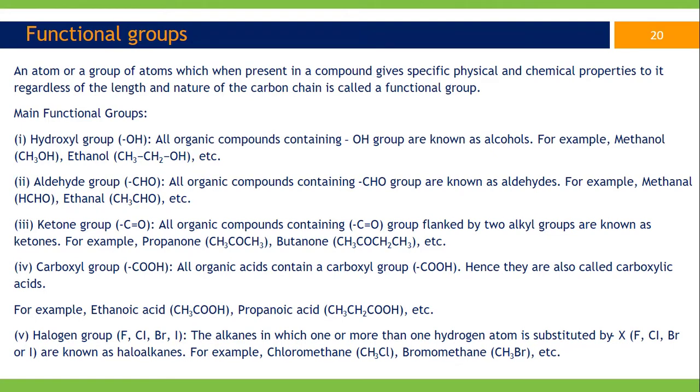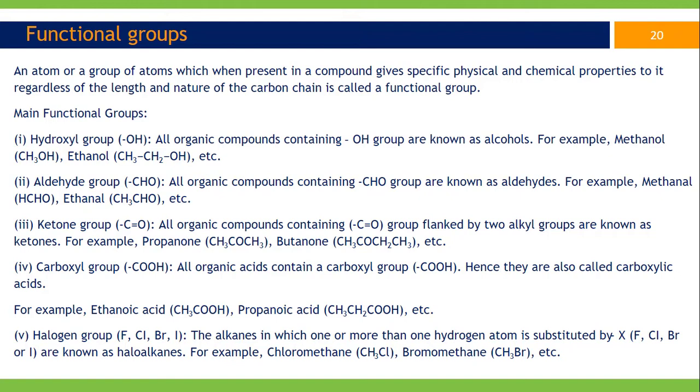Functional groups. An atom or a group of atoms which, when present in a compound, gives specific physical and chemical properties to it regardless of the length and the nature of the carbon chain is called a functional group. Main functional groups. First one is the hydroxyl group, with the functional part OH. All organic compounds containing the OH group are known as alcohols. Example, methanol, ethanol, with the molecular formulas CH3OH, CH3CH2OH.